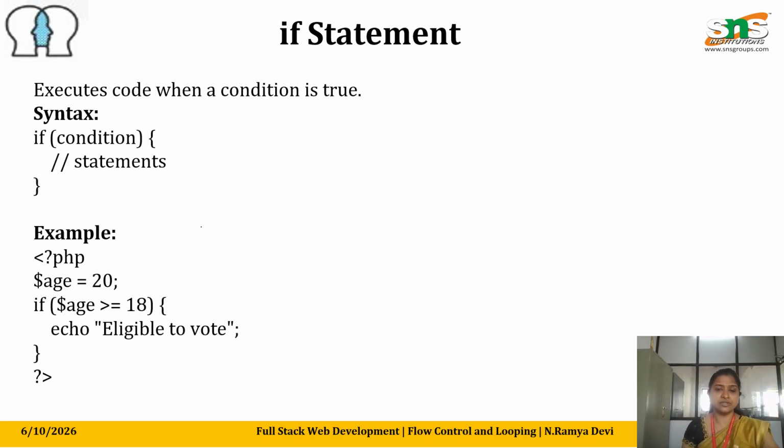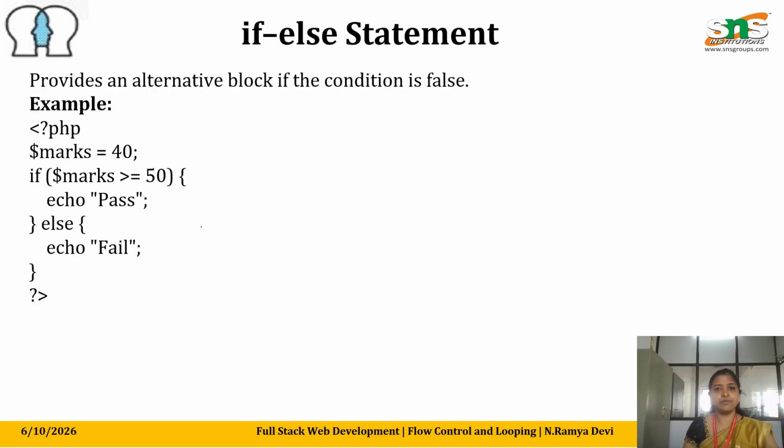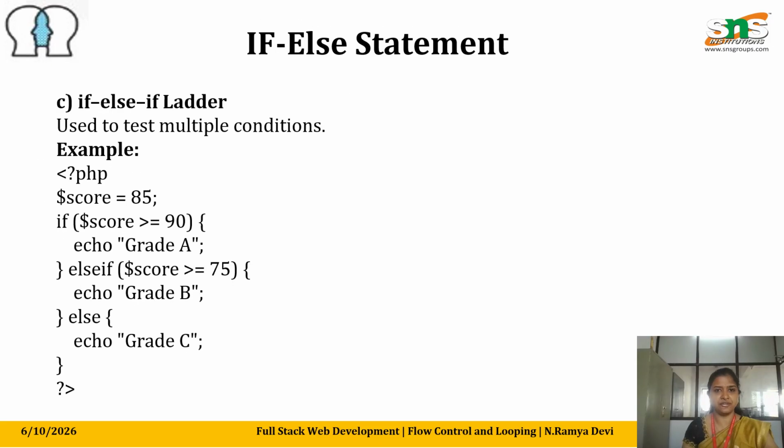And this is the syntax of the if statement. If we have given the condition, we execute some set of statements. For example, if your age is greater than 18, you are eligible, and it will display that you are eligible to vote. And this is an example of the if else statement. If marks is greater than 50, we pass, and else, it will be displayed as fail.